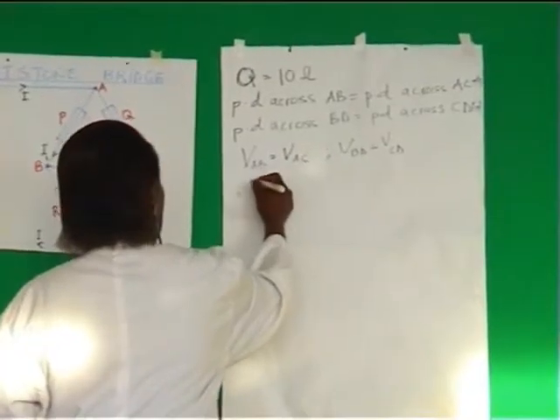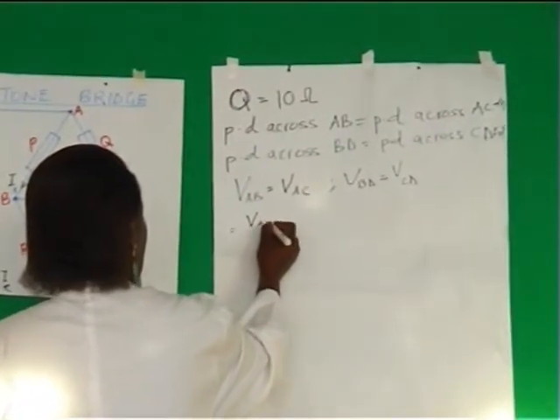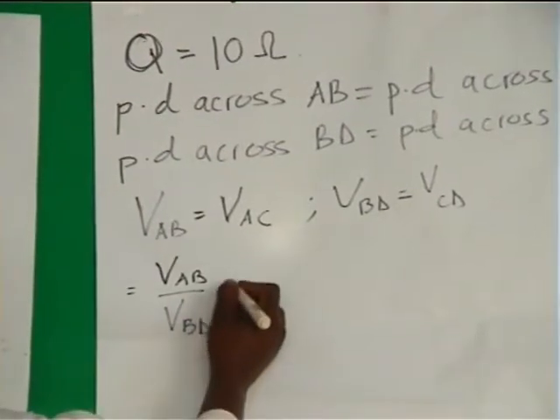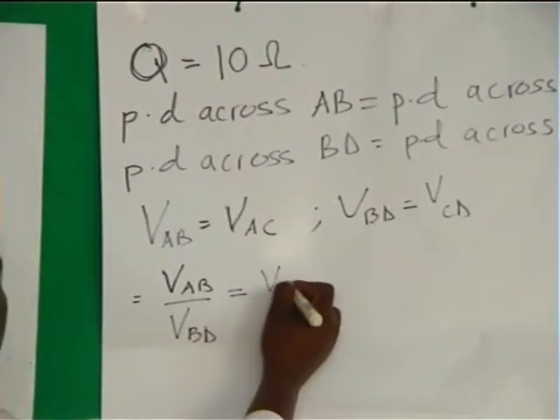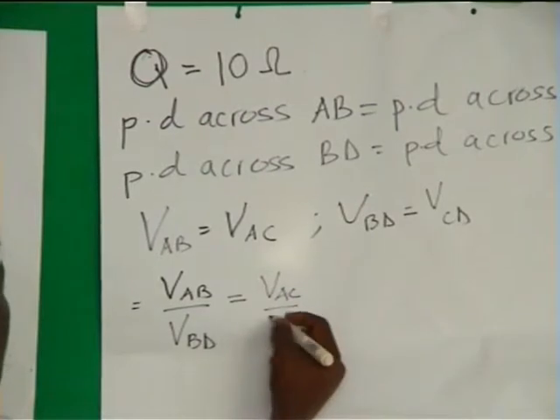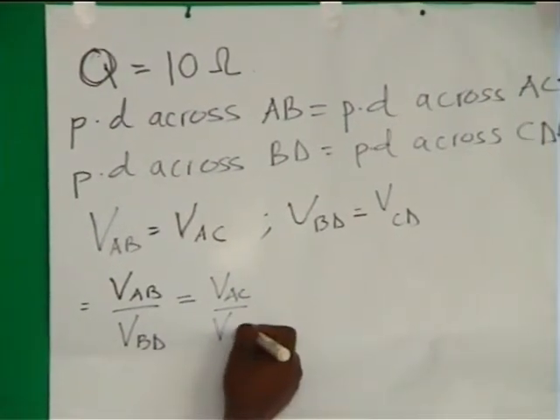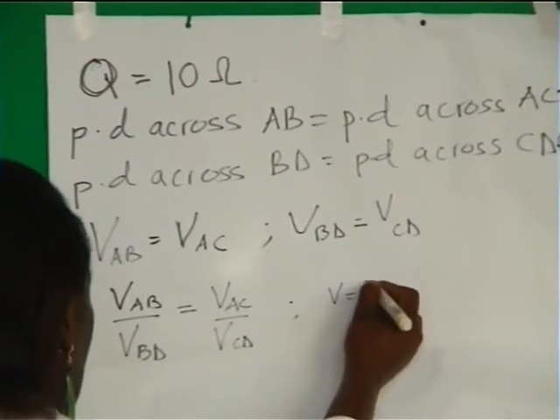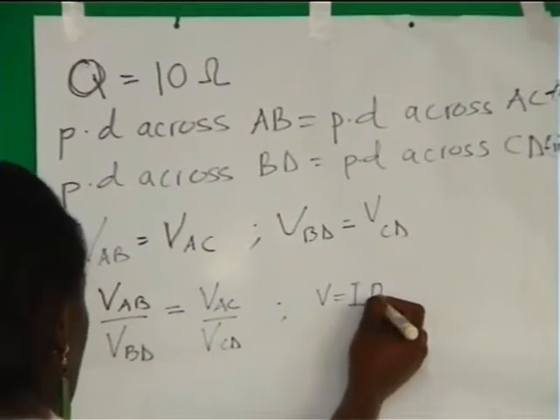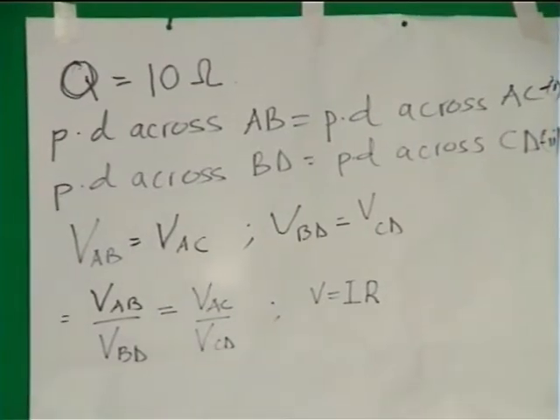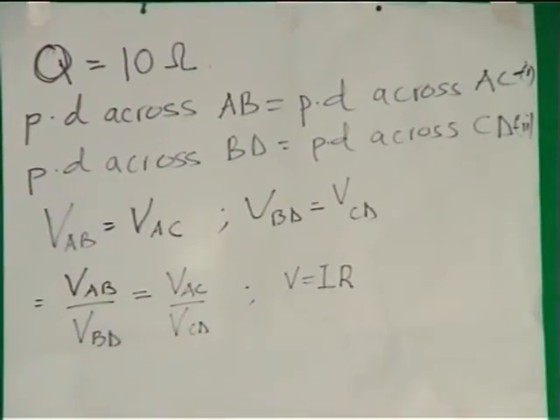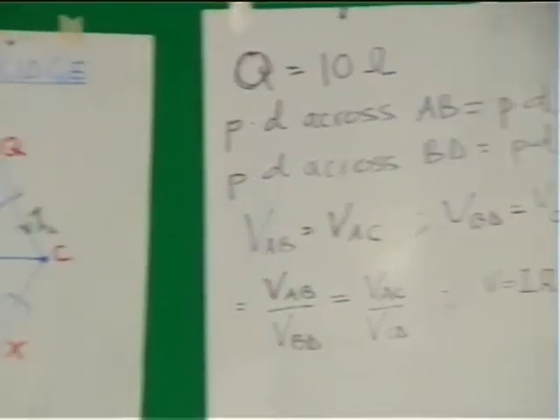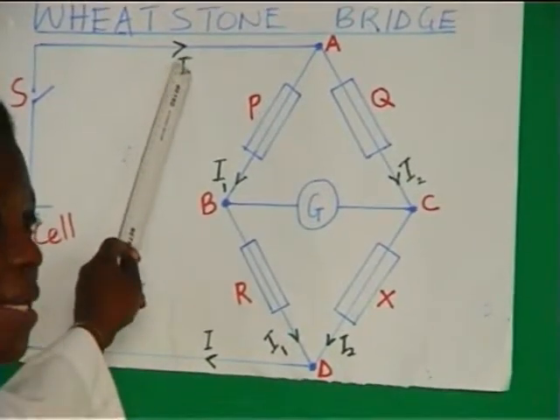Now, VAB over VBD is equal to VAC over VCD, whereby V is equal to current I times resistance R. Now, from the circuit diagram, it means that there is a flowing of current. Here we have total current I.